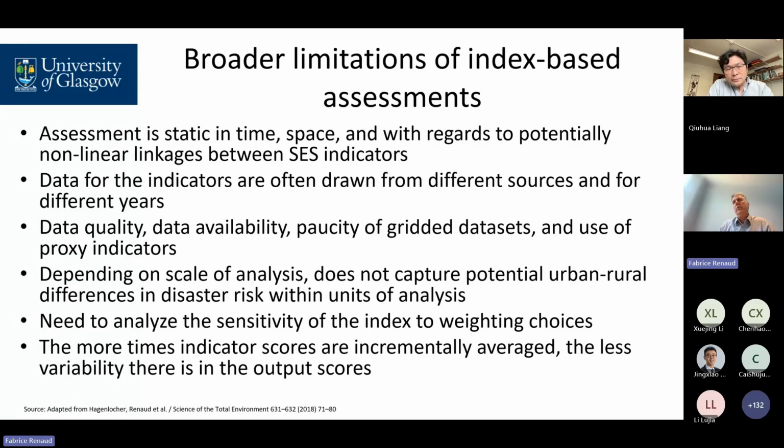The scale of analysis also becomes very important, because if you do a country scale assessment, for example, you will not be able to capture the differences between simply urban and rural environments. And we know that this is completely different when you're talking about risks to specific hazards. The level of risks are very different in an urban environment as opposed to a rural environment. And I'll skip the other two components, but basically these are some of the common limitations that the index-based assessments have.